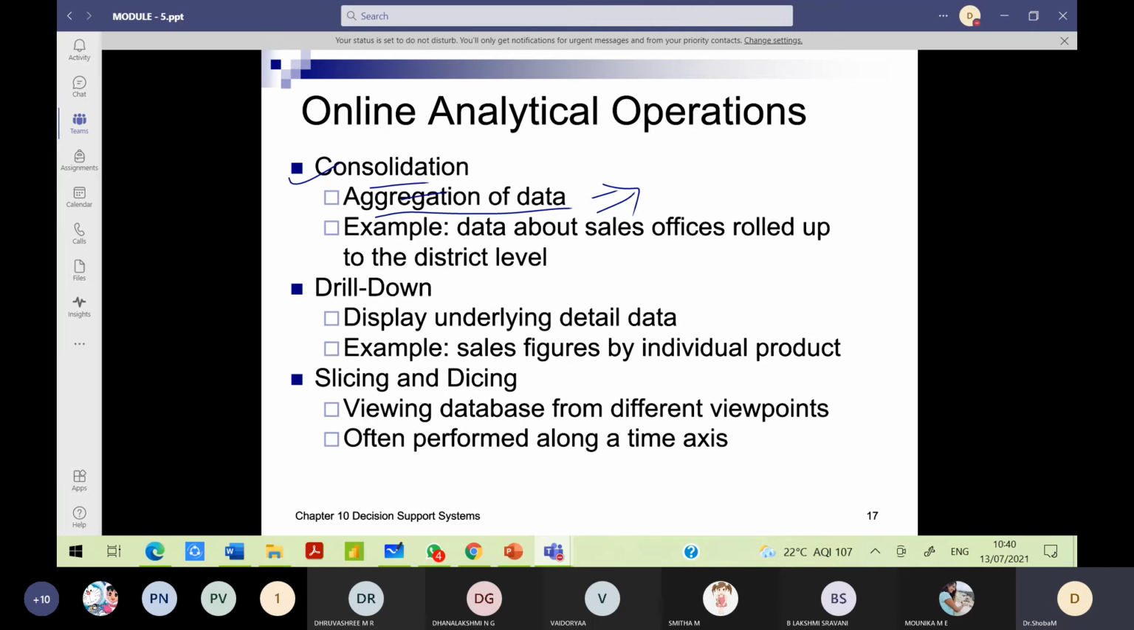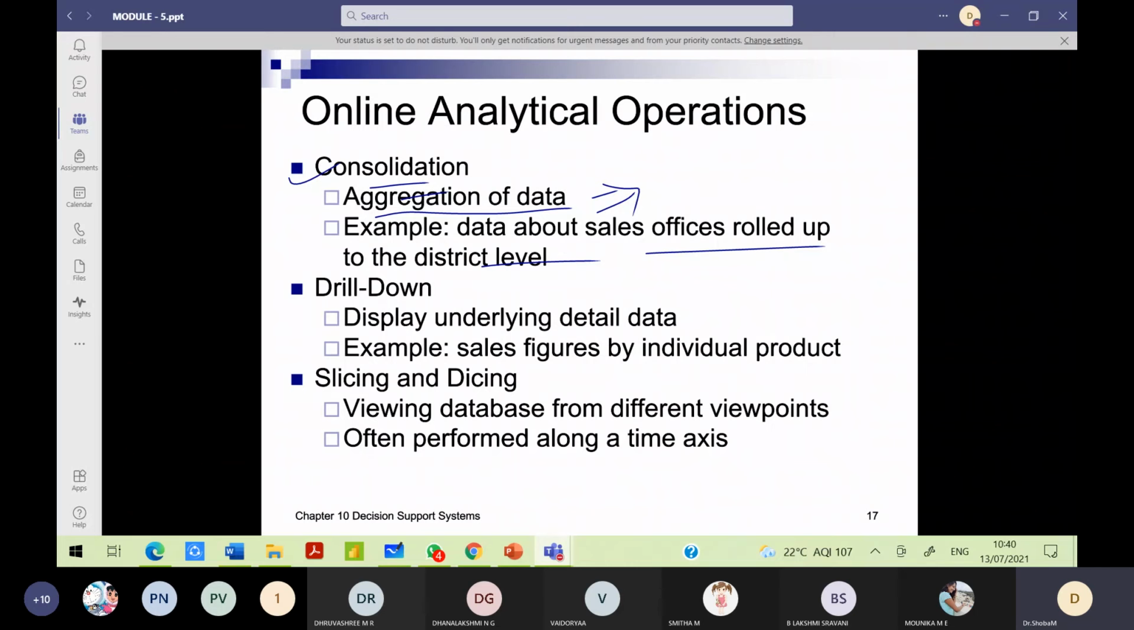Not all data is important for my task or for my decision making. Only some aggregation of data, consolidated data, is required. So that is also one of the important functions. Similarly they have given an example: data about sales offices rolled up to the district level. If it is a manufacturing company or a sales company, then they have to collect reports on how many products or services are rendered every 15 days or at the end of every month, from various small offices at different geographic locations. That is how they consolidate.